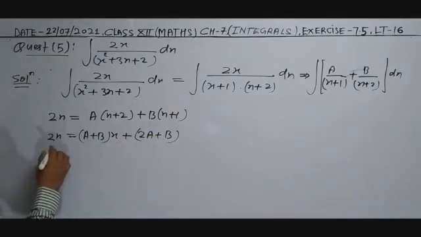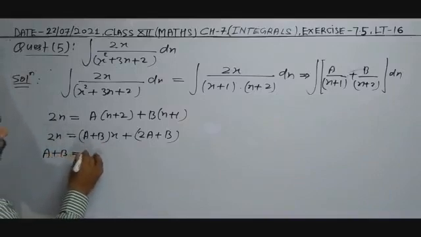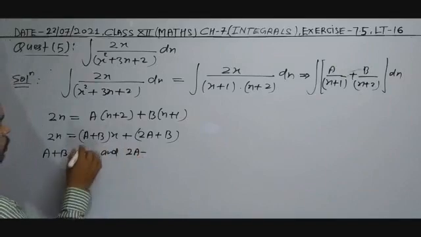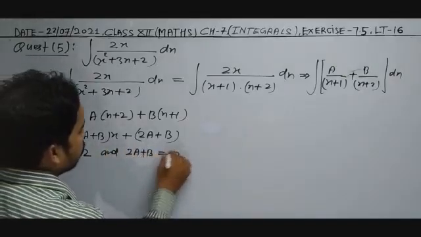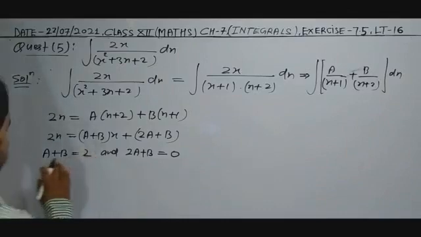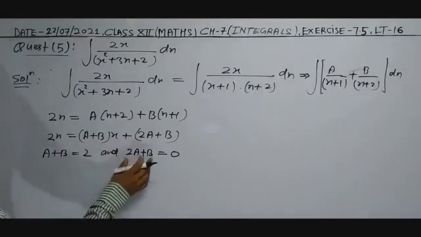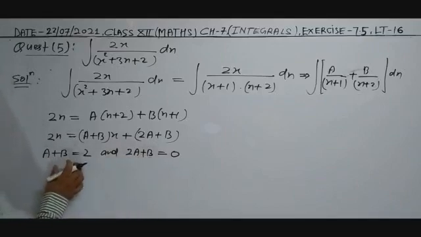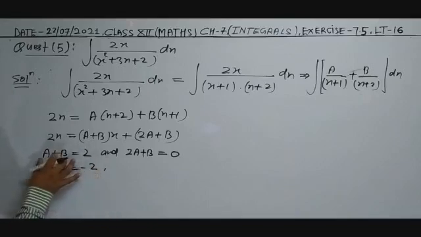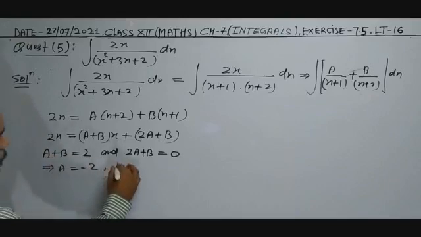Now after equating the coefficients, you will get a plus b is equal to 0, and 2a plus b is equal to 2. So when you simplify, you will get the result of a and b. When you solve these two equations, subtract this minus this, so 2a plus b minus a minus b, the result will be a is equal to minus 2. When you put a is equal to minus 2 in this equation, you will get b is equal to 4.